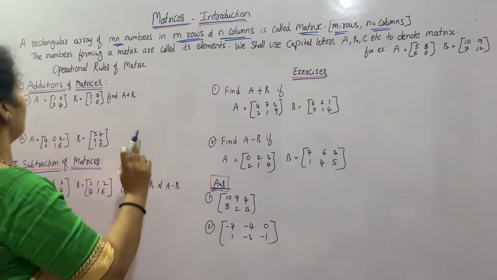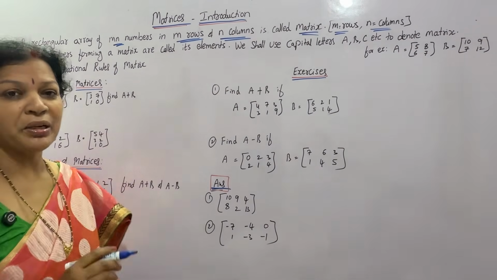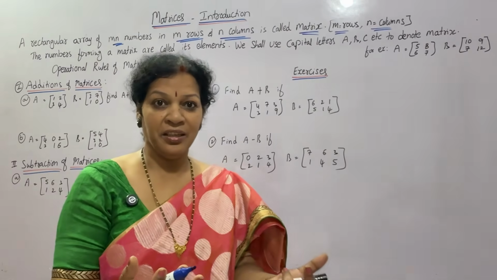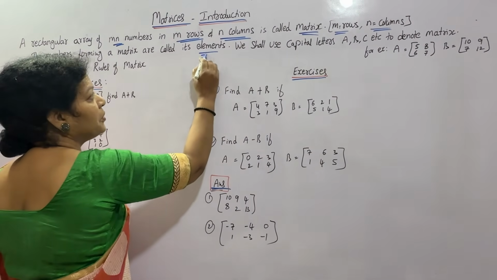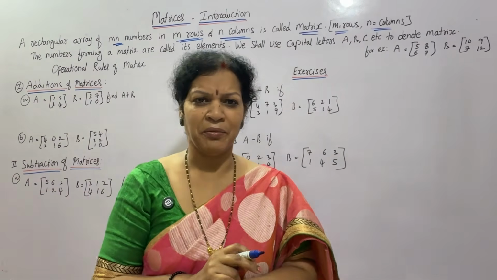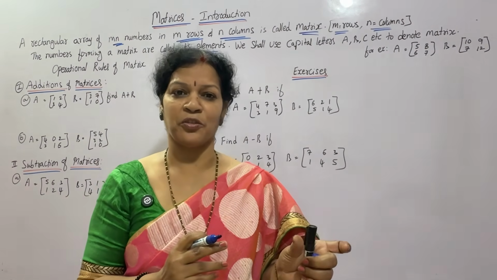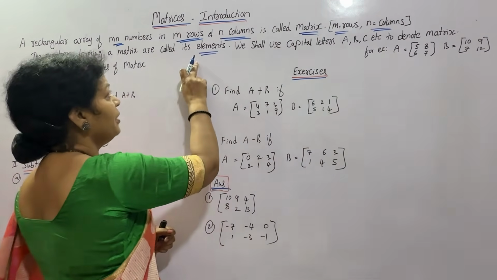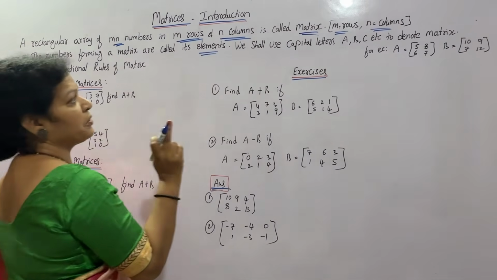The numbers forming a matrix are called its elements. Whatever numbers we take in a matrix, those are called elements. How many elements are given? You'll number it, you'll count it, and you'll say that the elements are this many. So the numbers forming a matrix are called its elements.